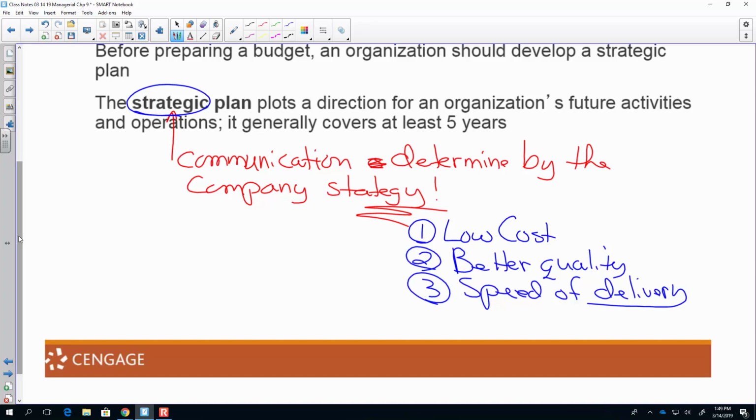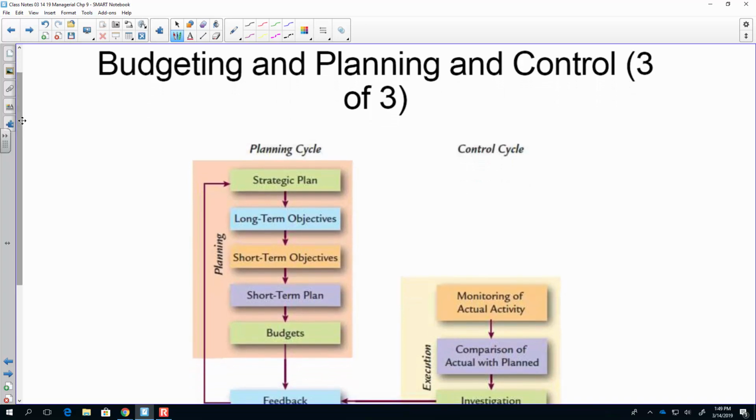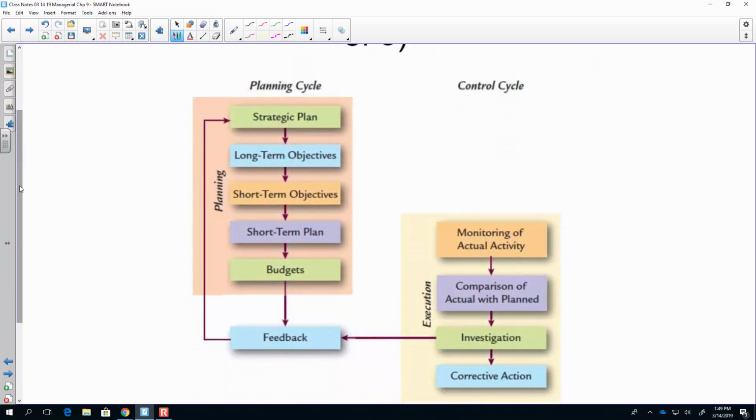So, here are our budgets. And again, there's a huge planning cycle in setting up the strategy. How do we compete?